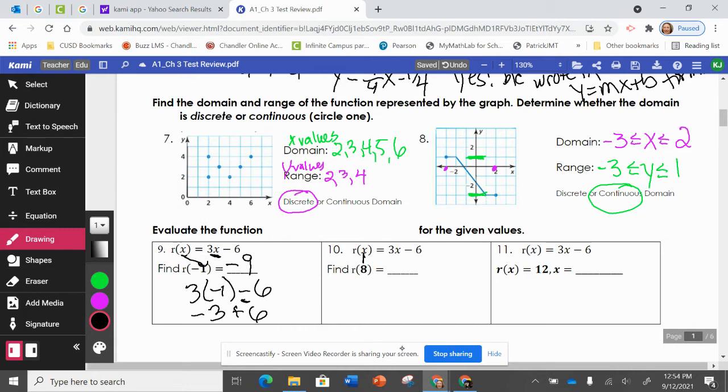For 10, we're changing x to 8. So we change that x to 8. 3 times 8 minus 6. 3 times 8 is 24. 24 minus 6 is 18. So our answer there is 18.